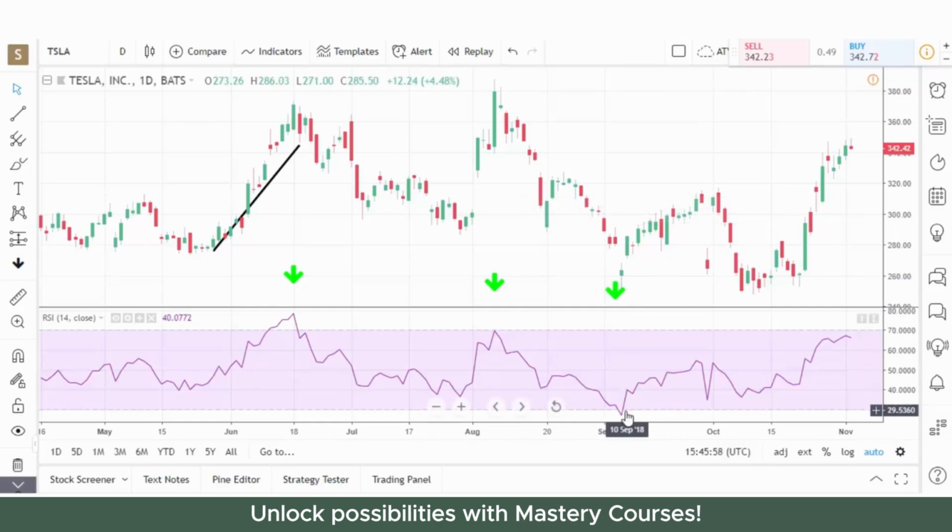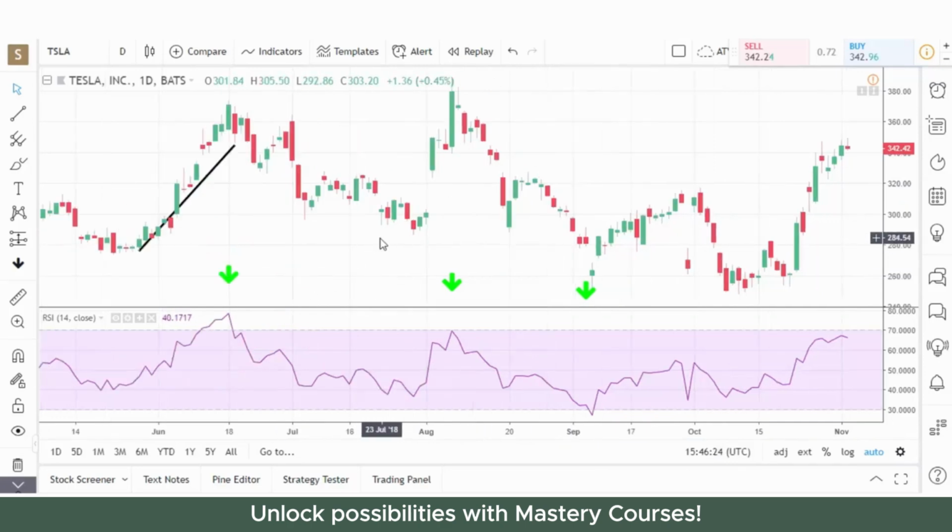Here, the RSI gives us a buy signal as it drops through the 30 level, telling us the stock is oversold at this point. And we get a nice rally in the stock from around 260 up to around the 315 level. So that's the RSI with Tesla.